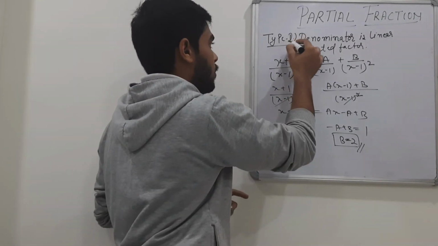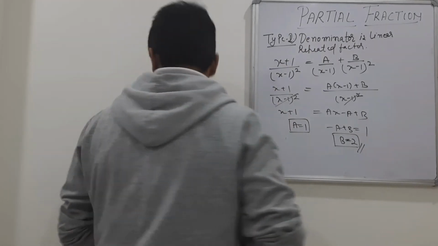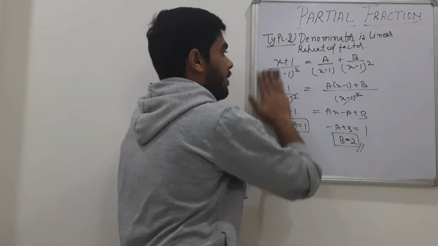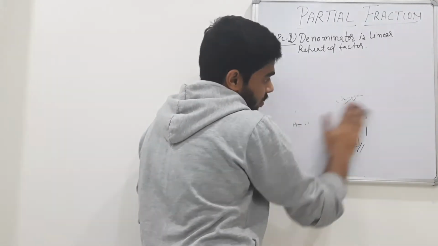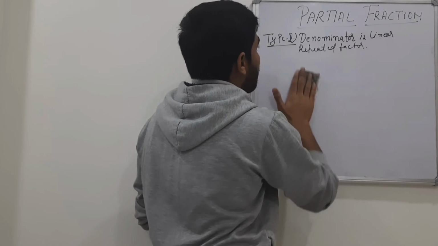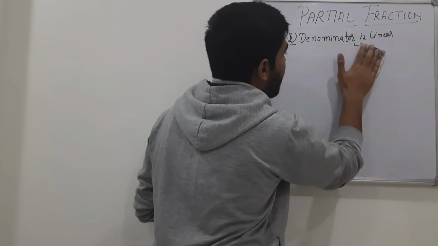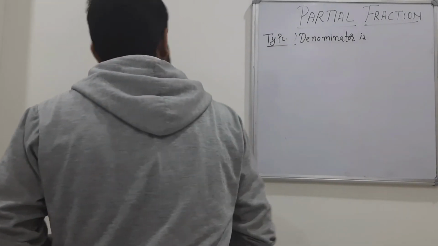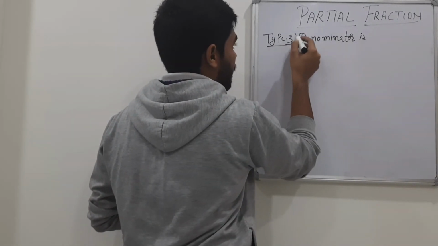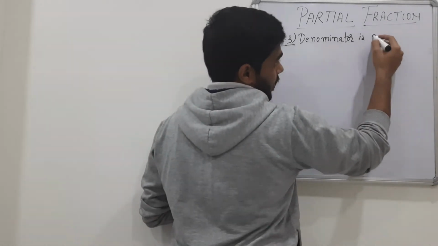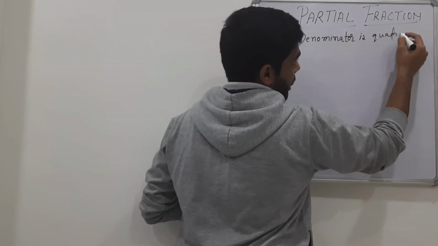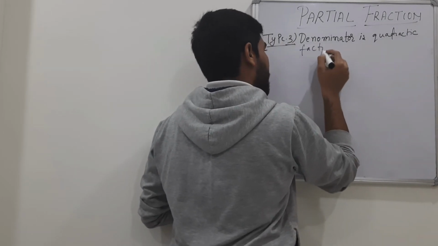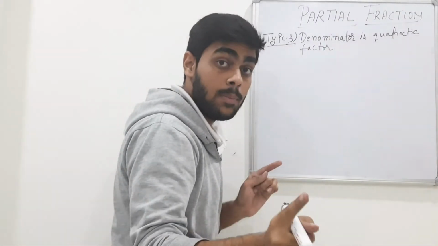This is of type 2. Now type 3. For this question there is also a trick, which I will tell you in the next video. So in this, the denominator is quadratic factors, and that also not resolvable into linear factors.